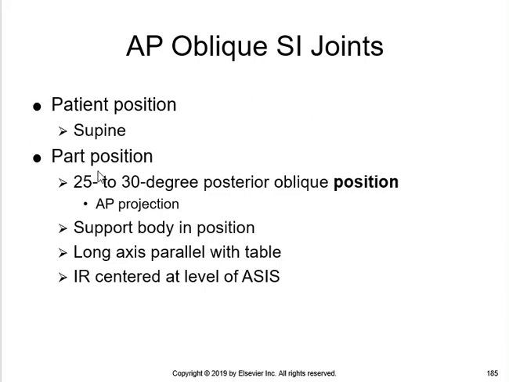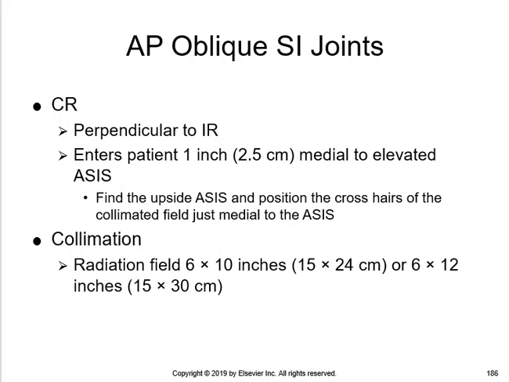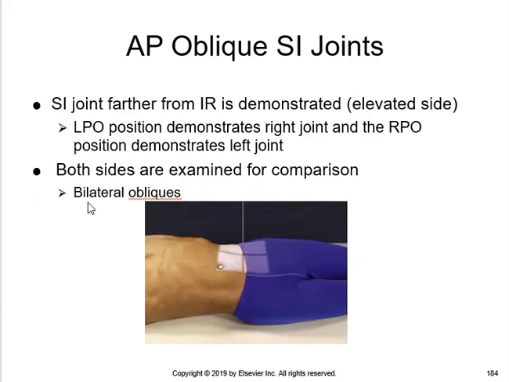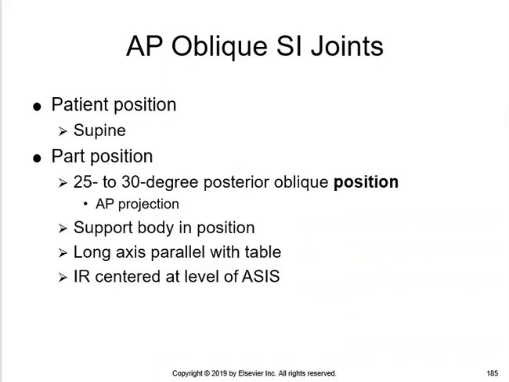What that's going to involve is a 25 to 30 degree oblique position. So oblique the patient up 25 to 30 degrees. Project your central ray just about an inch medial to the elevated ASIS. And what you're going to visualize is the ASIS on the side that's elevated. So it's going to be the side furthest away from the image receptor. So your LPO shows you the right SI joint. Your RPO shows you the left SI joint. And we're always going to do bilateral obliques.